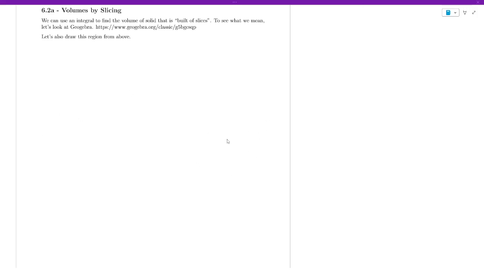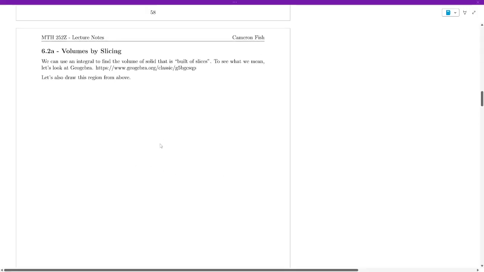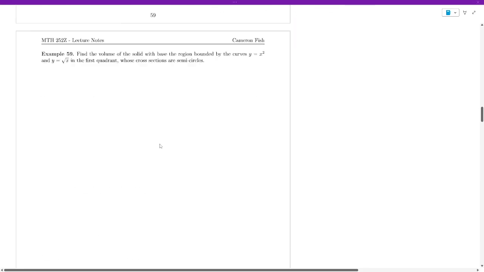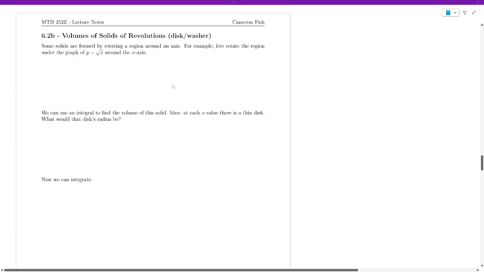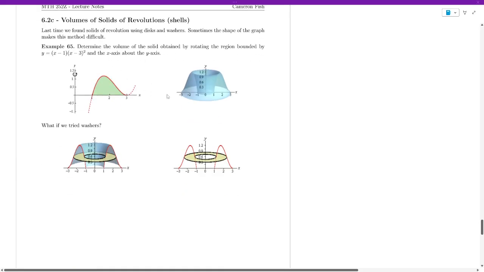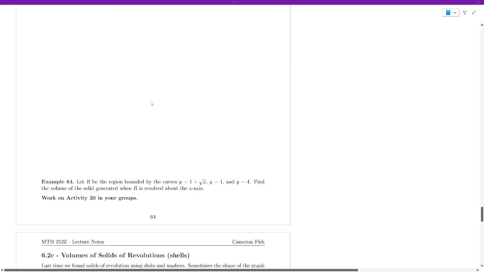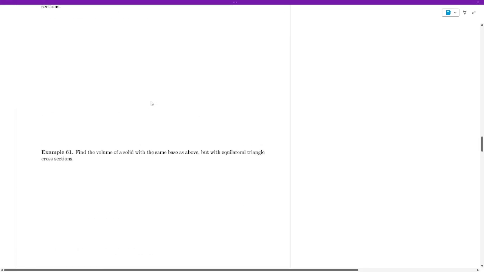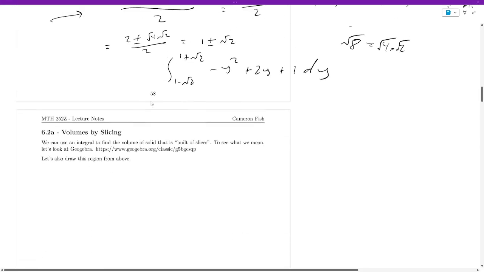So today we're going to talk about finding volumes of solids using integrals. We're going to talk about volumes by slicing, volumes of solids of revolution, and multiple methods to do volumes of solids of revolution. So we'll see what all those mean pretty soon.